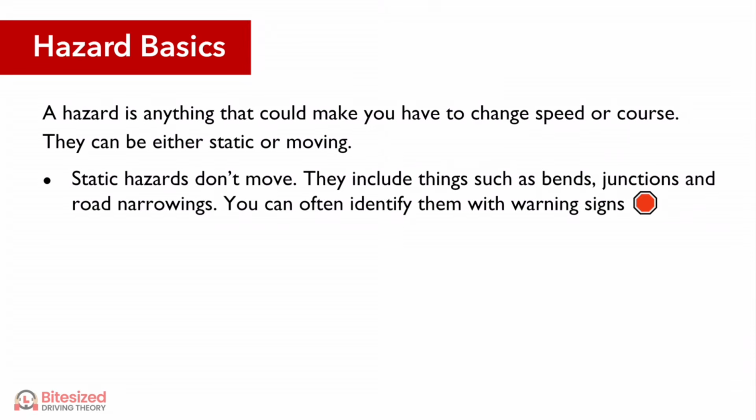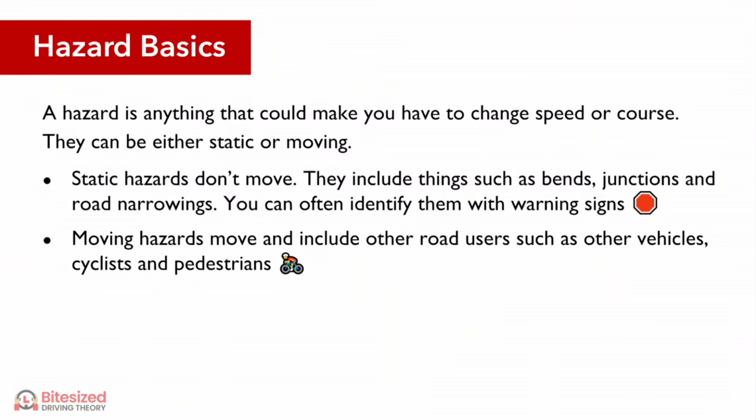First of all, static hazards. It's in the name, they don't move, they're static, and they include things such as bends, junctions and road narrowings, and you can often identify when they're coming up because of warning signs and also reduced speed limits. On the other hand, moving hazards, again, it's in the name, they move, and they include other road users such as other vehicles, cyclists and pedestrians, and it's this category of hazards, the moving hazards, that we're looking out for in the hazard perception test.